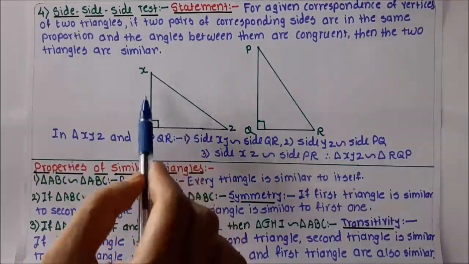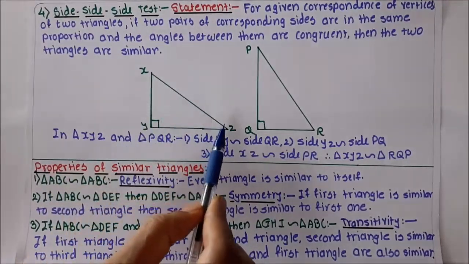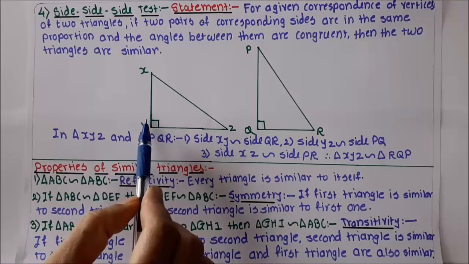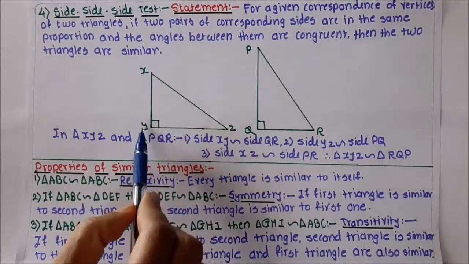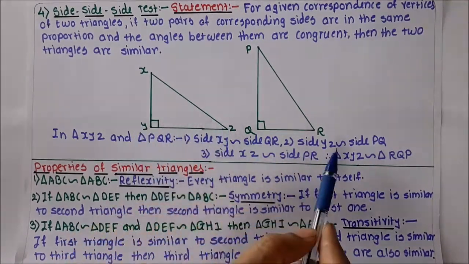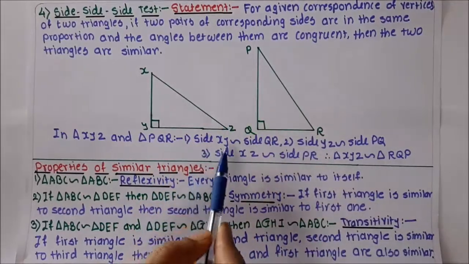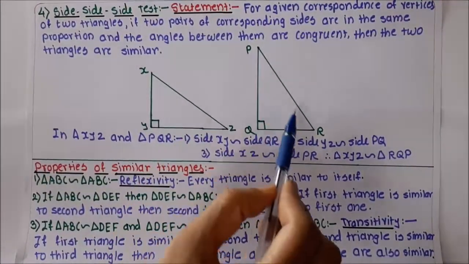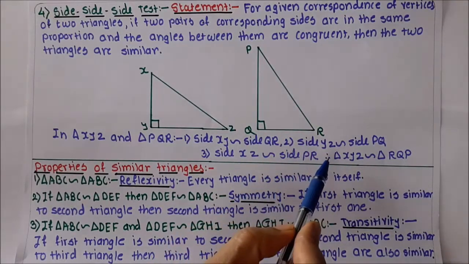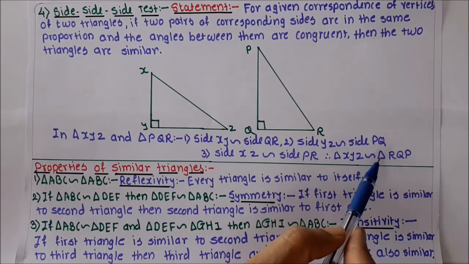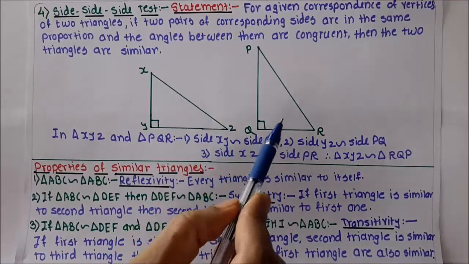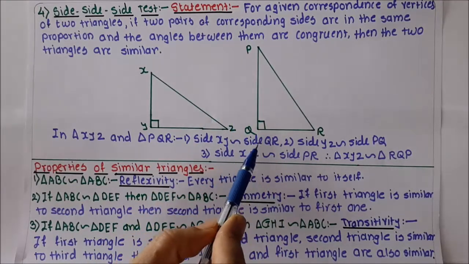Once again, I have drawn two triangles here, triangle XYZ and triangle PQR. You can see here, side XY corresponds with side QR. Side YZ corresponds with PQ, and side XZ corresponds with side PR. Because of this, I have written the similarity like that: triangle XYZ is similar with triangle RQP. Purposely I have done this as you have to change the name of the triangle according to the correspondence.